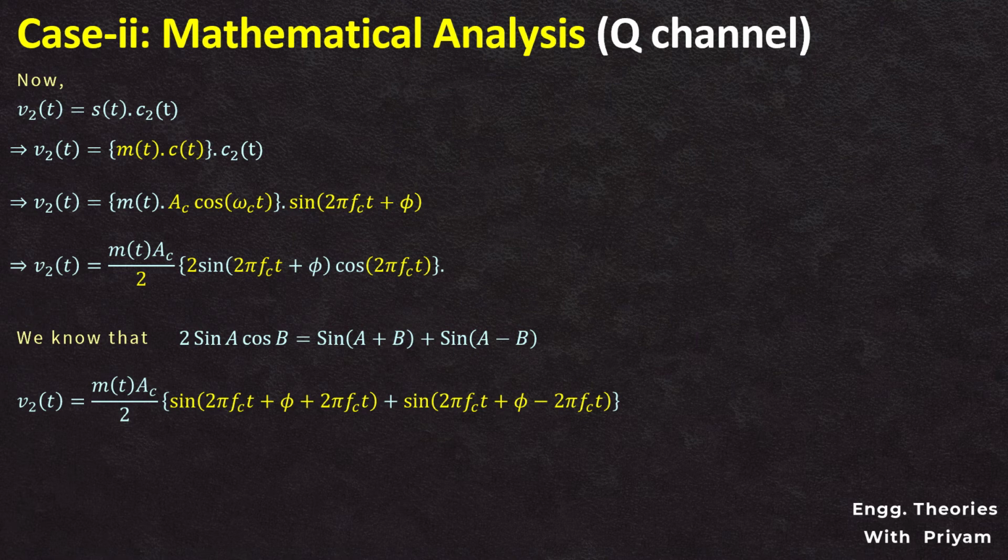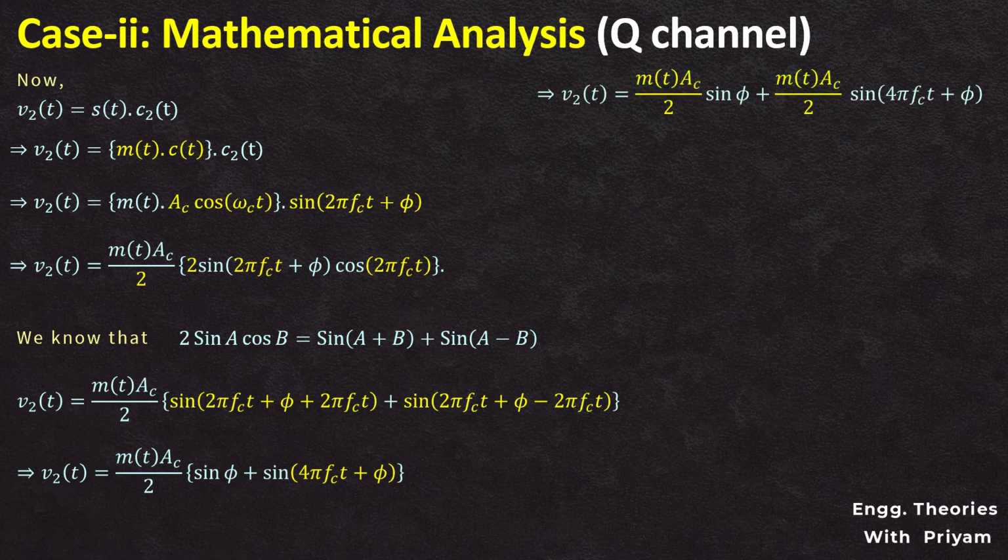This can be simplified as v2(t) = m(t) Ac/2 [sin(4πfct + φ) + sin φ]. If we multiply m(t) Ac/2 with both the terms, then the equation of v2(t) will look like m(t) Ac/2 sin(4πfct + φ) + m(t) Ac/2 sin φ.